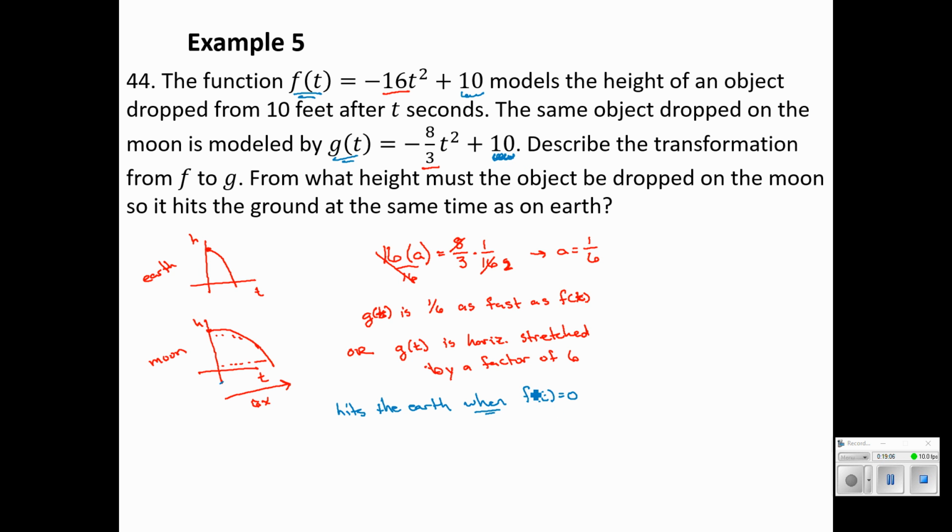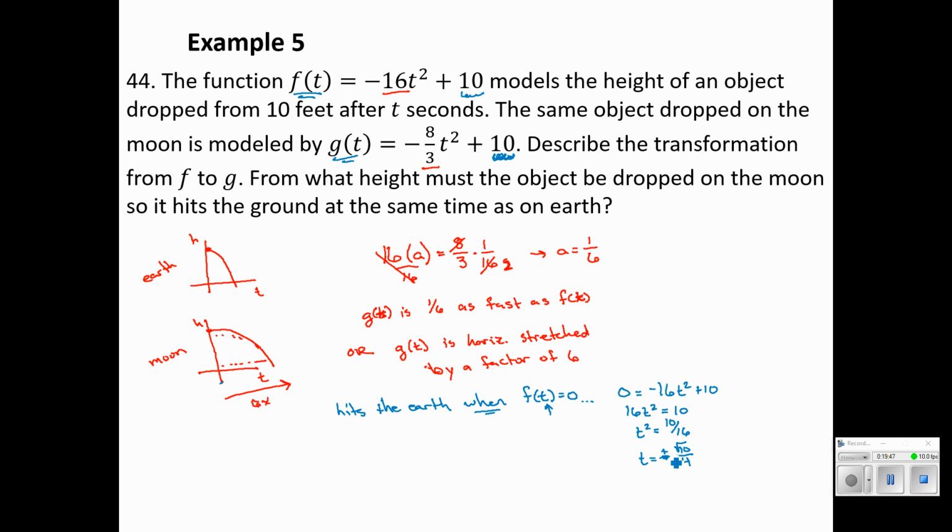Okay, so if I want to find out when f of t equals 0, when does 0 equal negative 16t squared plus 10? That is, when does 16t squared equal 10? When does t squared equal 10 over 16? If I square root both sides, I find that t equals plus or minus square root of 10, the square root of the top, over 4, the square root of the bottom. And really, we only want the positive result there because time travel hasn't been invented yet. We can't go back in time. So at that time, the object hits the Earth.